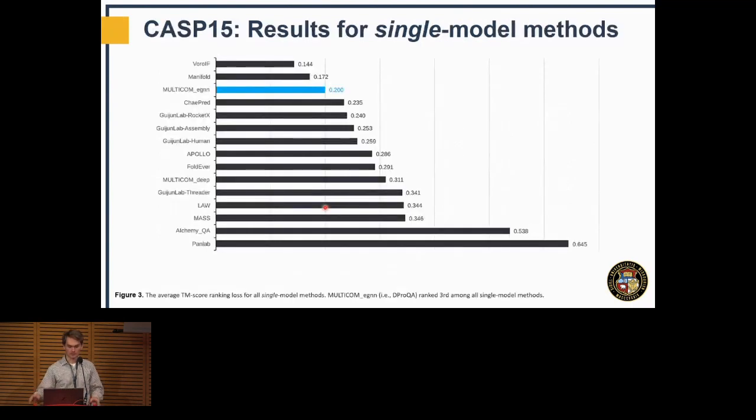And then finally, for CASP15 results. Comparing DProQA, called MULTICOM_EGNN here, just under a different name, we compare it to all the single-model methods in CASP15, and we rank third. So we had a TM-score ranking loss of 0.2.